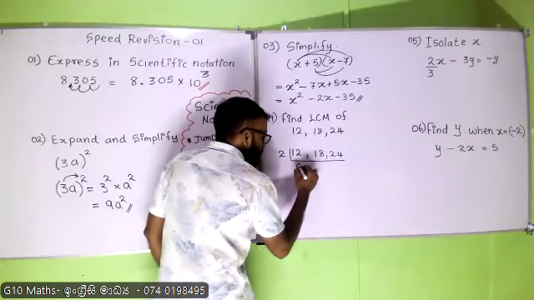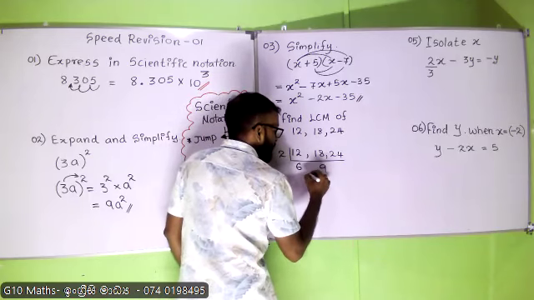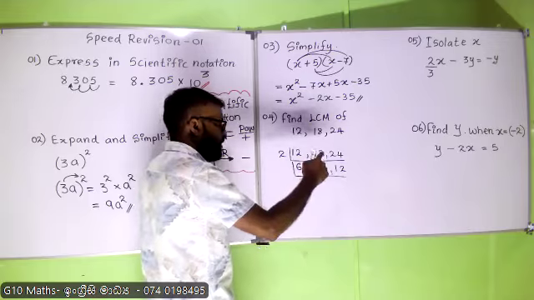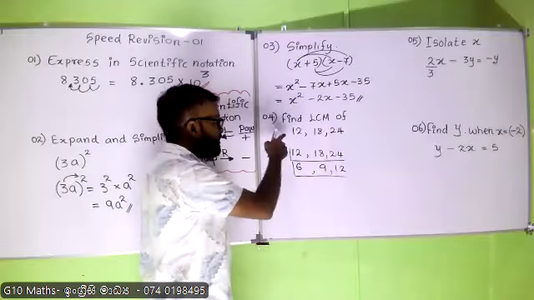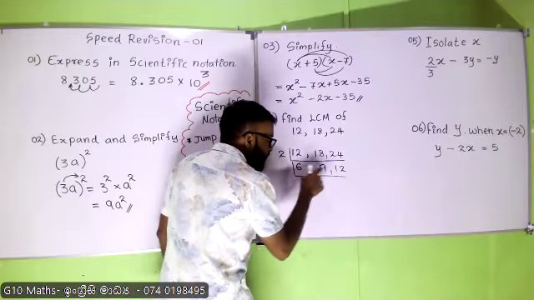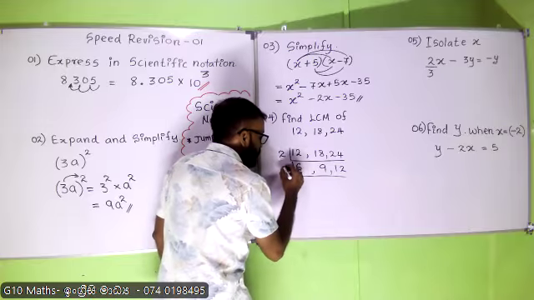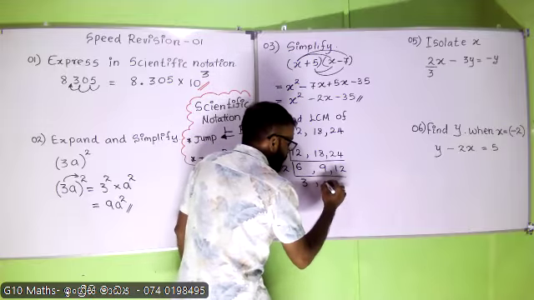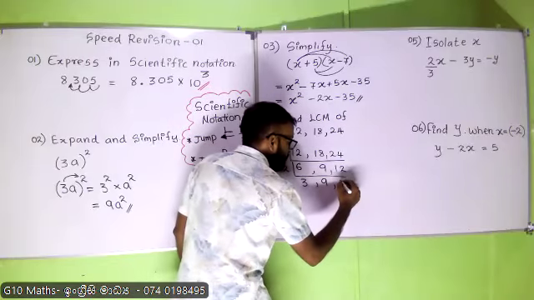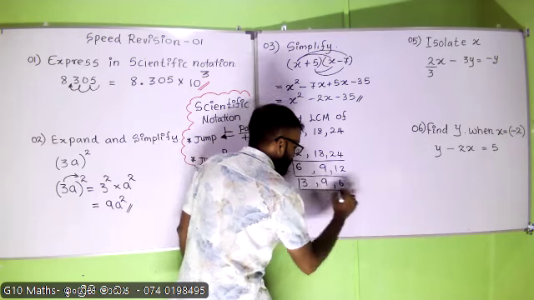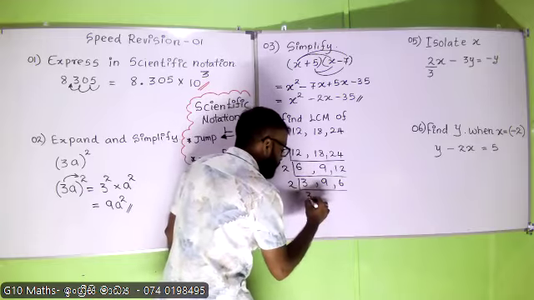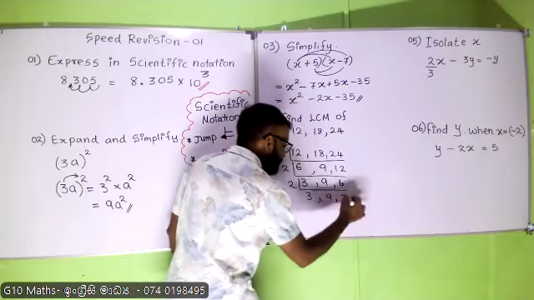12 can be divided by 2. 2 times 6 is 12, 2 times 9 is 18, 2 times 12 is 24. Until you get 1, 1, 1, you have to divide using the prime numbers if you want to obtain the LCM, least common multiple. At least one number can be divided by 2. Yes, 6 and 12. 9 cannot be divided, so you have to write it as it is. At least one number can be divided by 2. Yes, 6 can be divided.